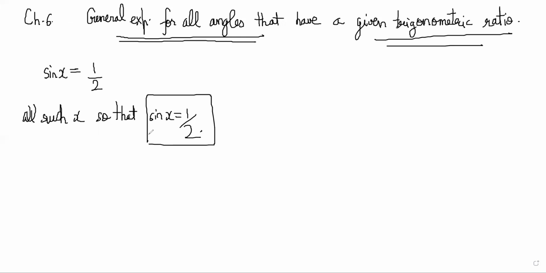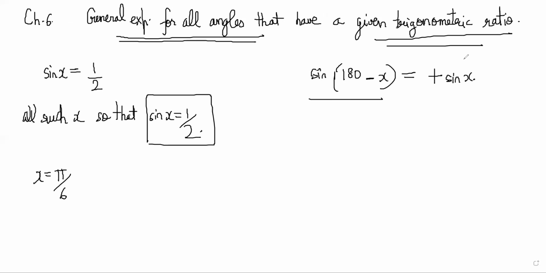So great, all x such that sine of x is half. If I think about it now, one answer is immediately obvious: x is equal to pi by 6 or 30 degrees, right? Yes, sir. But I also know that some other answers could also come, because what is sine of 180 minus x? Which quadrant is it going to be? Second. So it will be plus, because sine is plus in the second quadrant, right? Yes, sir. And the angle will not change, so it will remain sine. Plus sine x, right? Yes, sir.